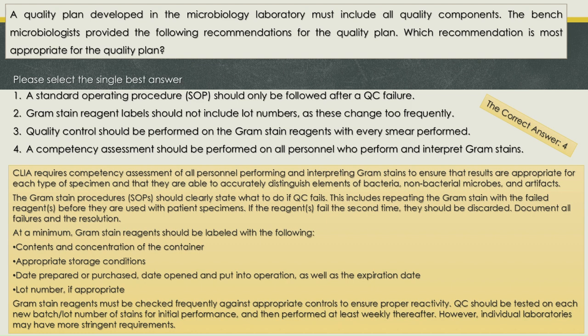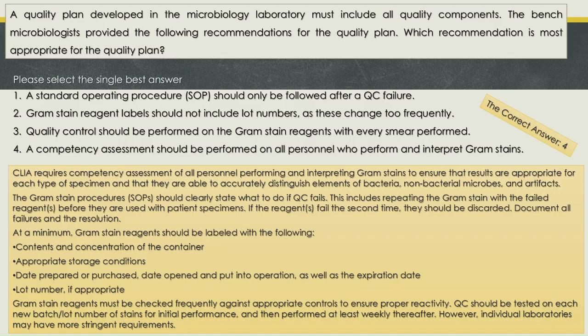The gram stain procedures, SOPs, should clearly state what to do if QC fails. This includes repeating the gram stain with the failed reagents before they are used with patient specimens. If the reagents fail the second time, they should be discarded. Document all failures and the resolution.